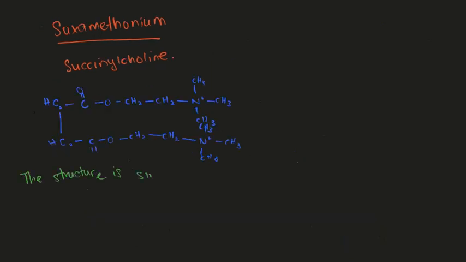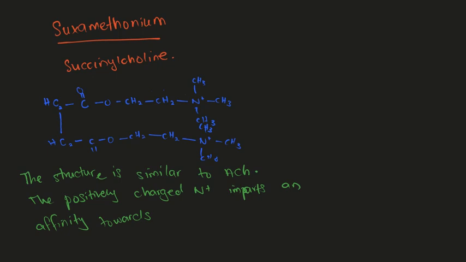Remember that the structure is similar to acetylcholine. Therefore, the positively charged N+ imparts an affinity towards the nicotinic acetylcholine receptor, causing an action potential. Comparing with the actual acetylcholine, suxamethonium only needs to bind to one binding site of the acetylcholine receptor to generate action potential. Meanwhile, acetylcholine needs to bind to both the binding sites on the acetylcholine receptor in order to generate action potential.